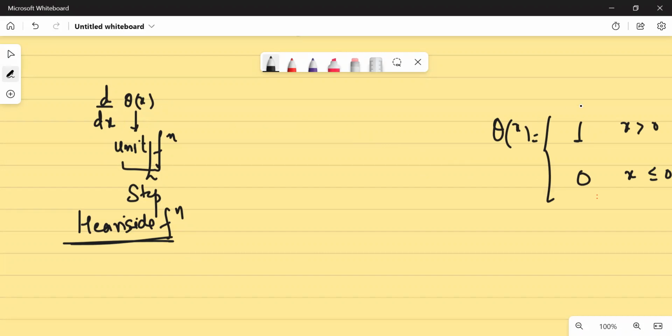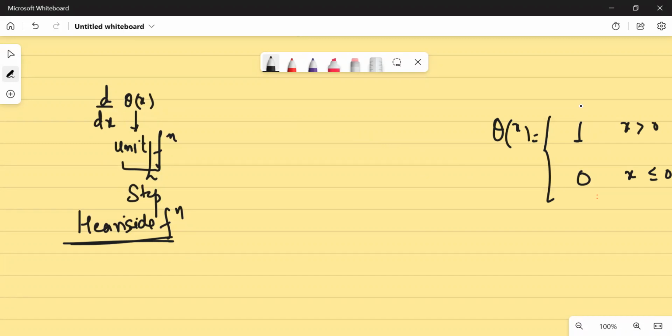Obviously, in ordinary calculus it cannot be written, because at x equal to 0 your function is discontinuous, and a function which is discontinuous at a point is non-differentiable at that point in ordinary calculus. But in the distributional sense, we can still define a distributional derivative. So try to find the derivative d by dx theta x.